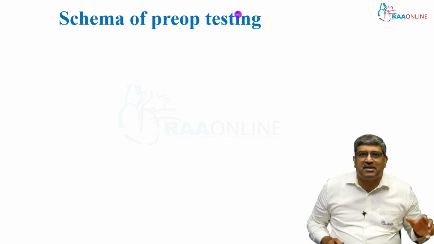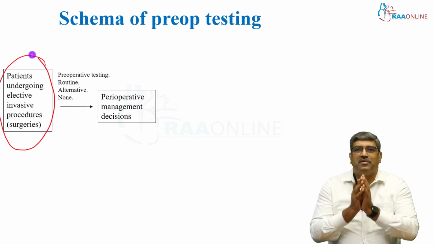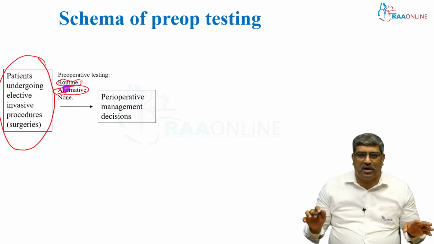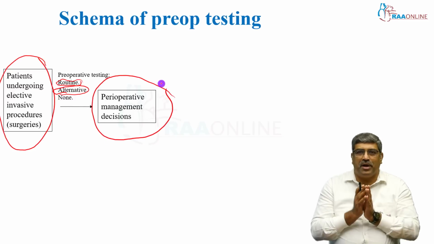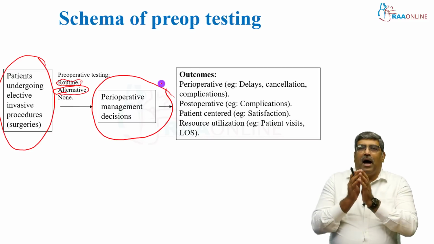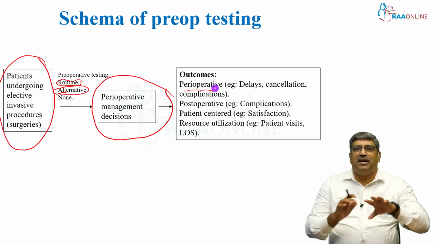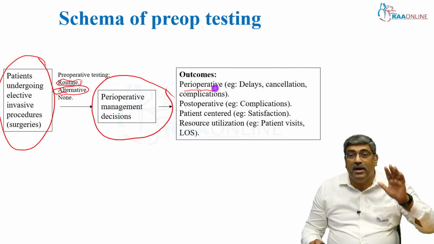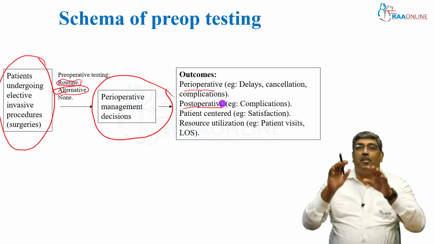What is the scheme of preoperative testing? The patient is posted for elective surgery. You have a routine preoperative testing, or an alternate group of testing, or there is no preoperative testing. This testing is done because it is going to alter your perioperative management, and ultimately you do this testing to improve the perioperative outcomes. It avoids delay in surgery, avoids complications, or avoids cancellation in the morning of surgery. It improves the postoperative outcome and postoperative complications.